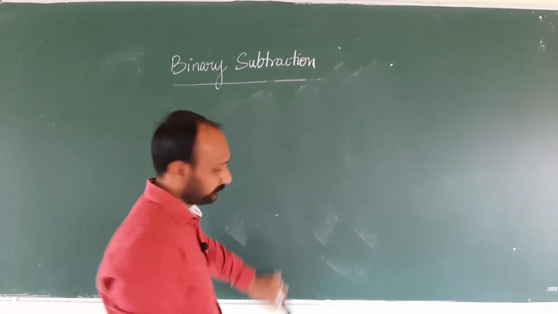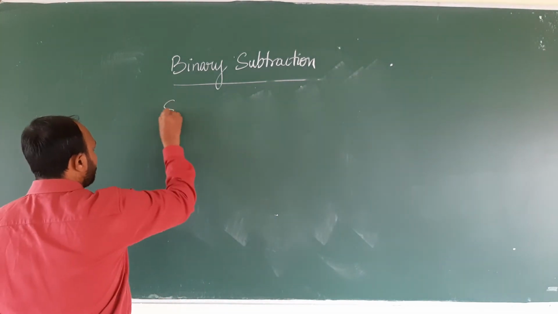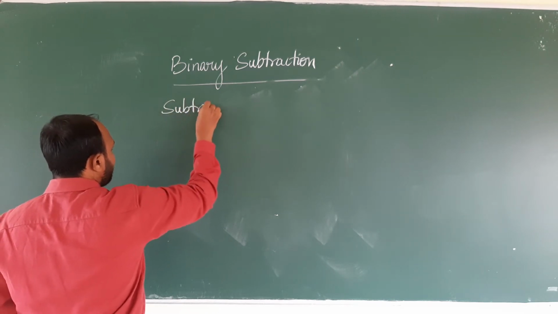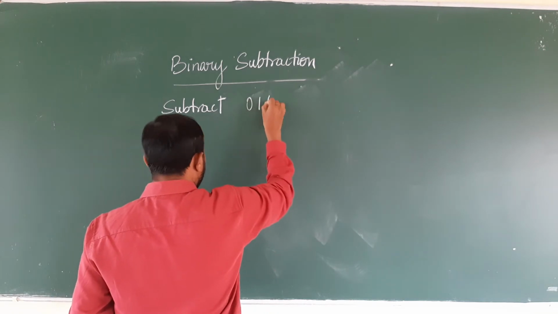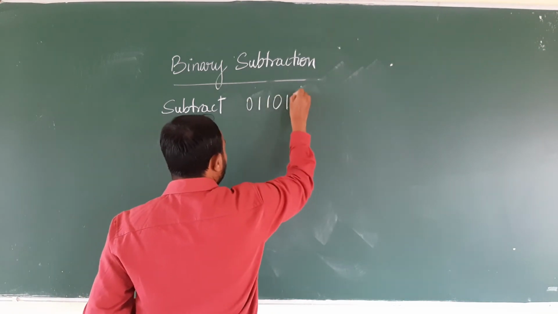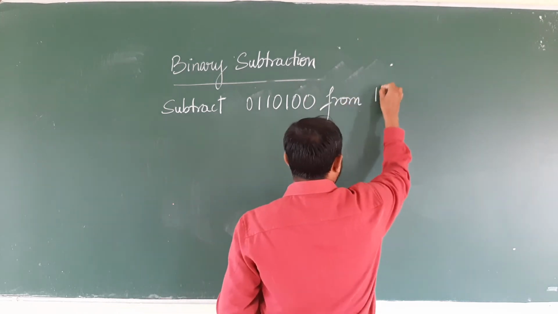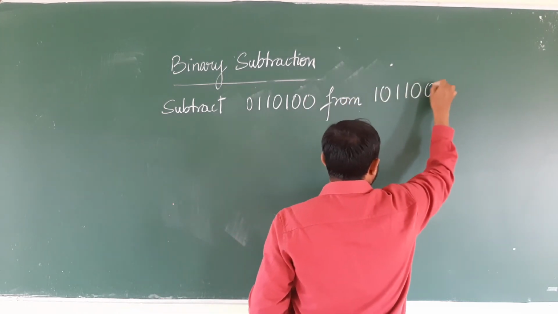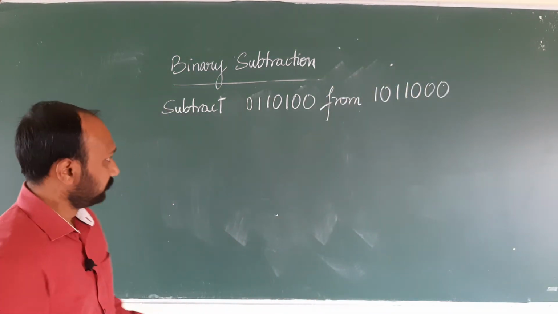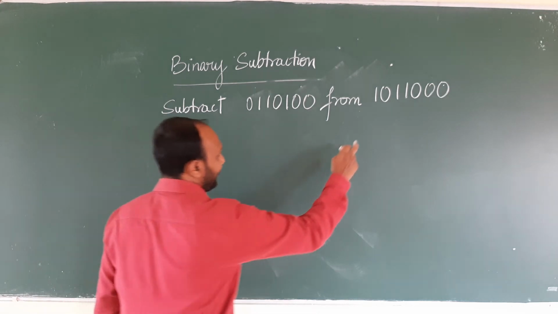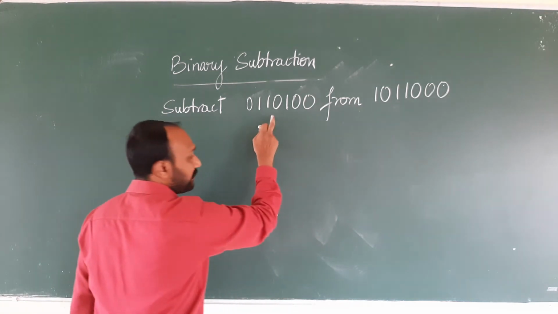Next problem. Let me consider one more problem. Subtract 0, 1, 1, 0, 1, 0, 0 from 1, 0, 1, 1, 0, 0, 0. Okay. So, we will be subtracting this sequence of bits from these bits.